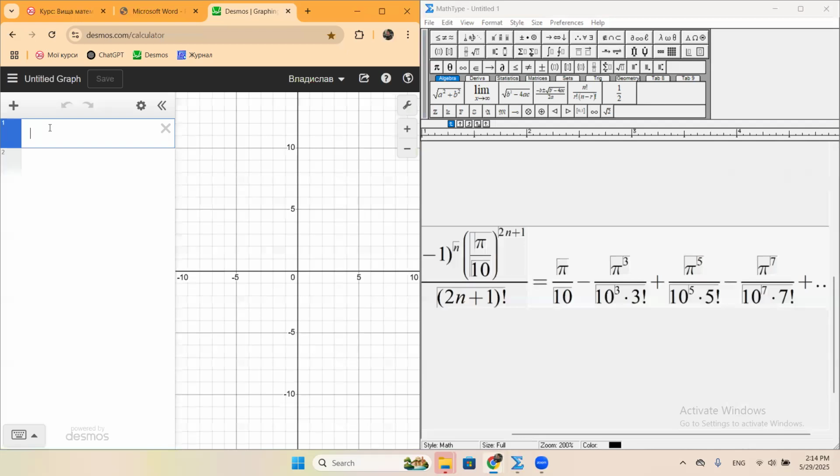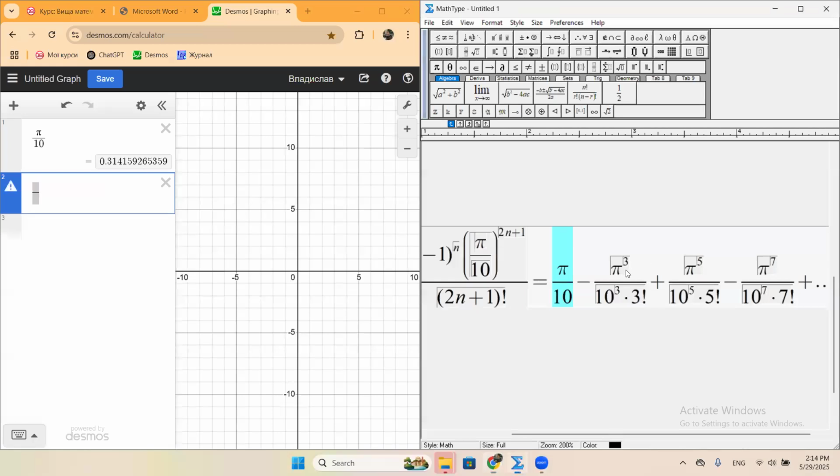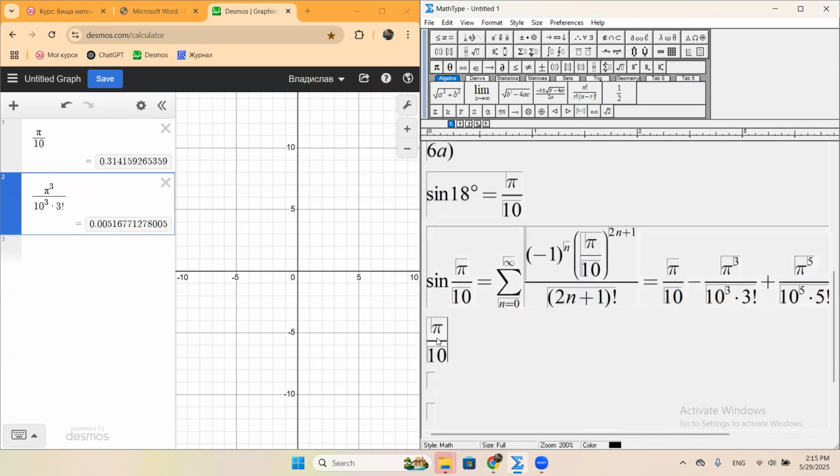0.001. So p over 10. What does it equal? So p over 10 equals this value. And then calculating the modulus of this value. So p cubed over 10 cubed multiplied by 3 factorial. So it's still greater than the accuracy that we need.